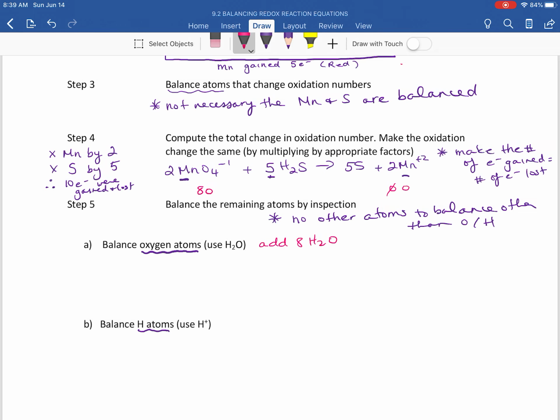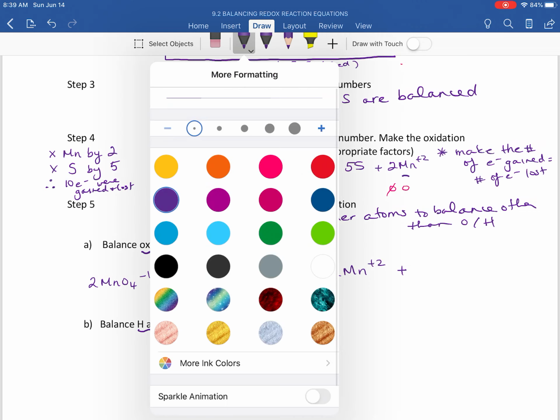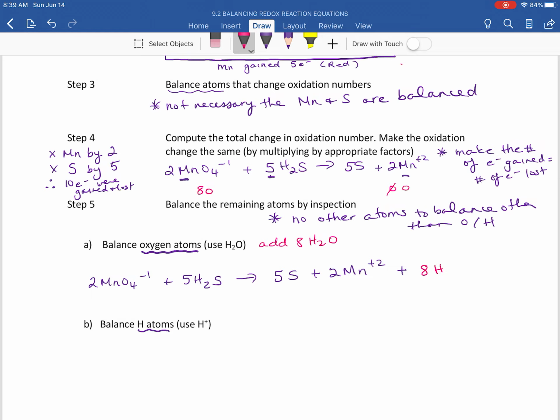So in this situation, 2MnO4. And so now I'm going to add 8 waters, because now that will give me 8 oxygens on the reactant side, 2 times 4, and 8 oxygens on the product side, 8 times 1. But I now have to worry about my hydrogens. So I've got 16 hydrogens on this side and 10 hydrogens on this side.